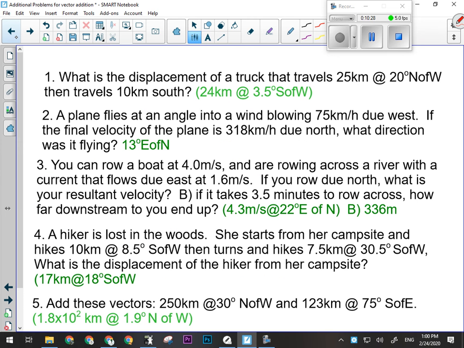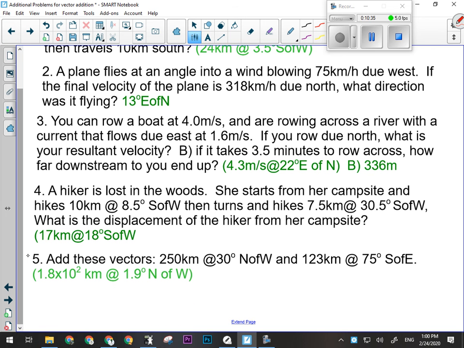All right, let's have you guys do number 4, the hiker lost in the woods. It's just a strict vector addition question, but they're both angled, so you've got a little bit more calculating to do. Let's do number 4. We'll see how that one goes, and then we'll maybe move on from there.